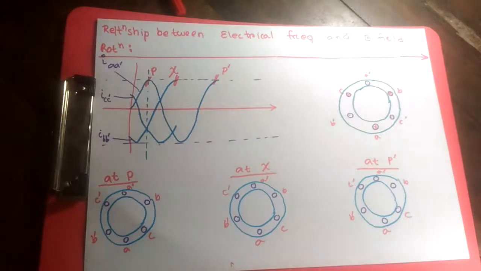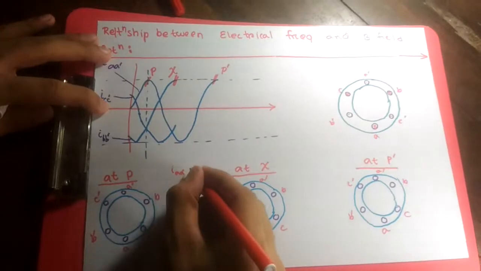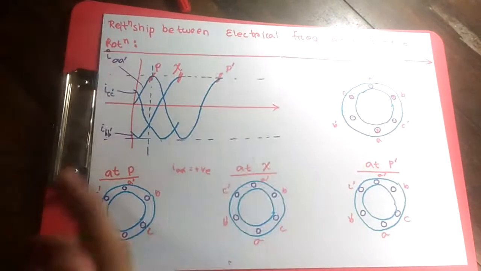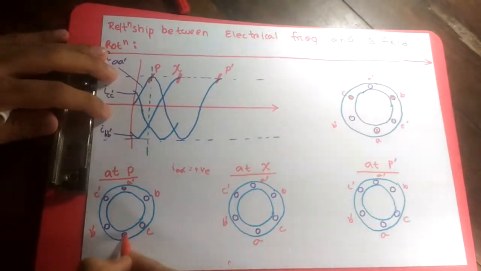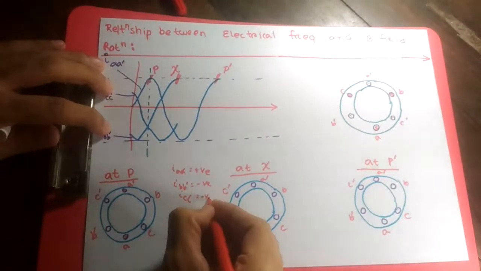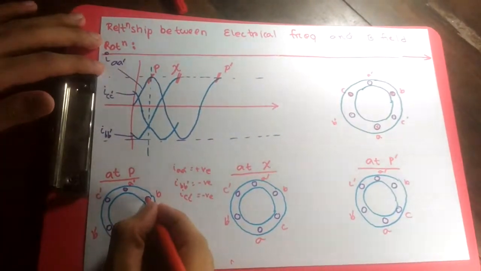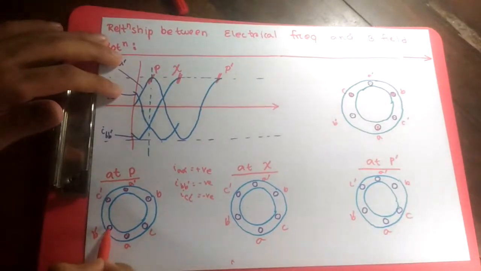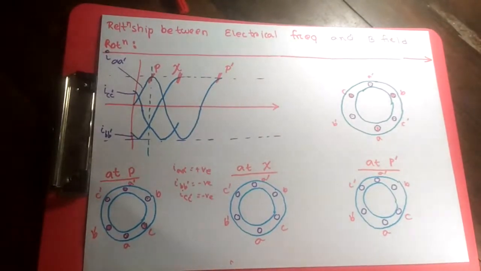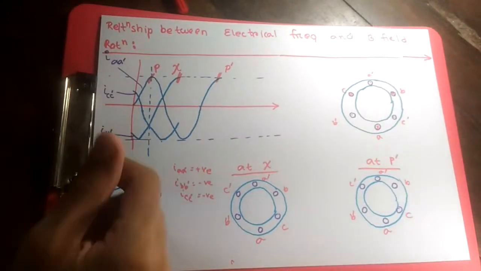Alright, so let's consider some particular time P. At this time, you see that only IA dash is positive. If IA dash is positive, that means the initial direction of current holds. But IBB dash and ICC dash are negative, so the initial current direction which we have assumed would be reversed. So here it will be coming out, here it will be coming out, here it will be going in, and here it will be going in, right? That's how it goes.